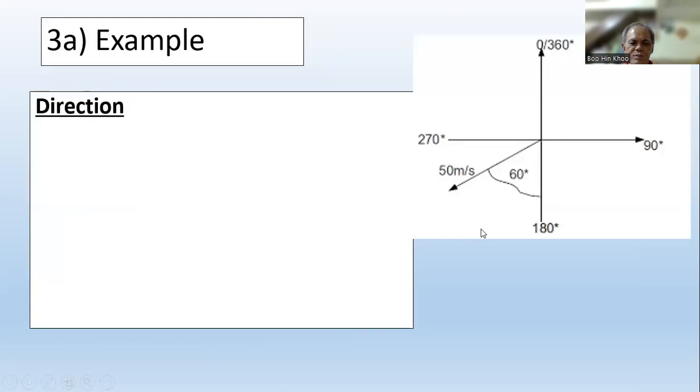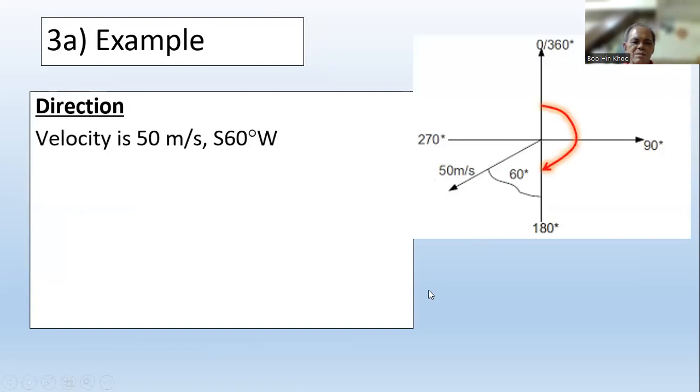A vector has a magnitude, it has a direction. So how do we specify the direction? Example, velocity, 50 meters per second, 60 degrees. So the velocity is 50 meters per second, south, 60 degrees west. This is south, 60 degrees west. That is your west. This is your east.